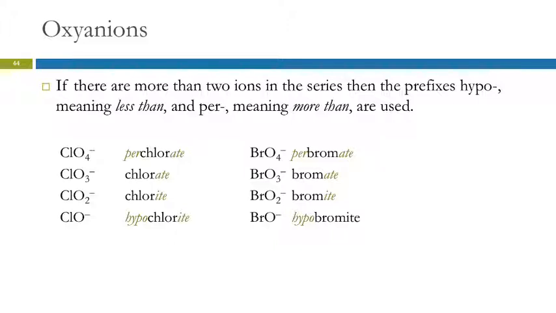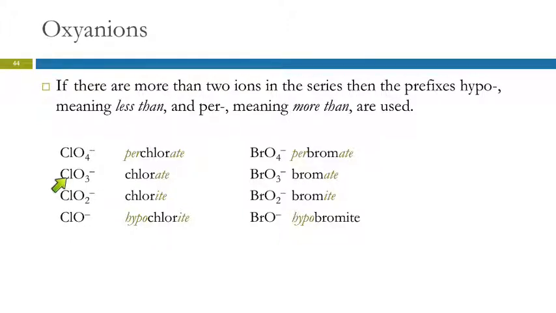Some nonmetals form a series of 4 oxyanions. So here's chlorate, and here's chlorite with 1 less oxygen. And then there's ClO minus that is even 1 less. So we use the prefix hypo, which means below. Hypodermic needle goes below your dermis, your skin. So hypochlorite has 1 less oxygen than chlorite.